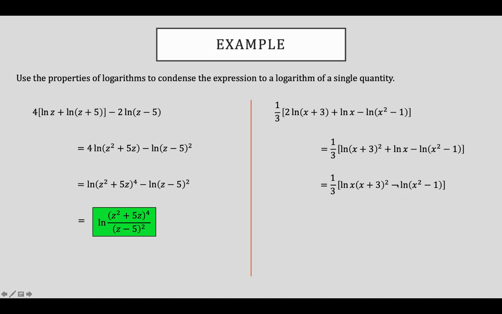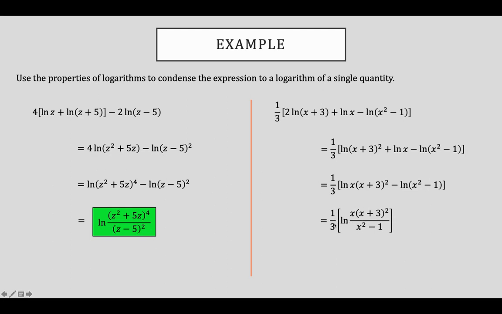All right, I have a difference, subtraction of two separate logs. Same base, these are both log base e, so I can combine them into a single logarithm using the quotient property. This gives me 1/3 times the natural log of x times x plus 3 squared divided by x squared minus 1. And our final step in this case is going to be to use the power property. Notice this is 1/3 times all of that.